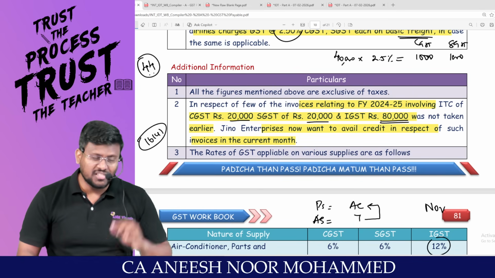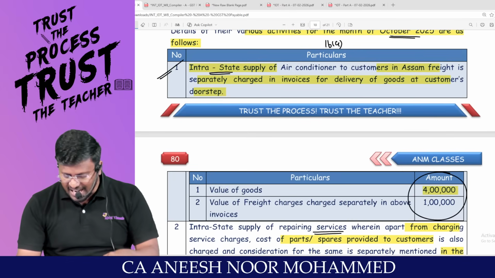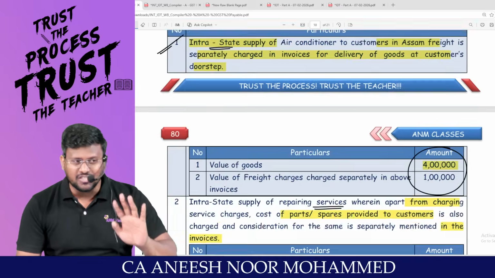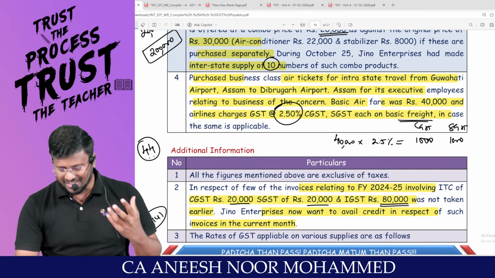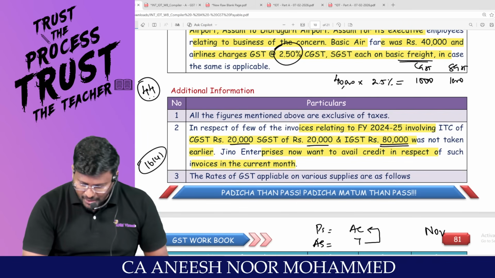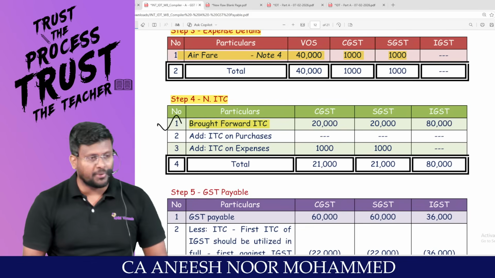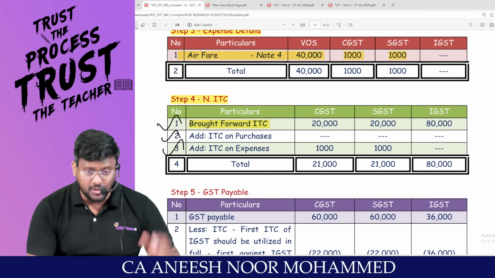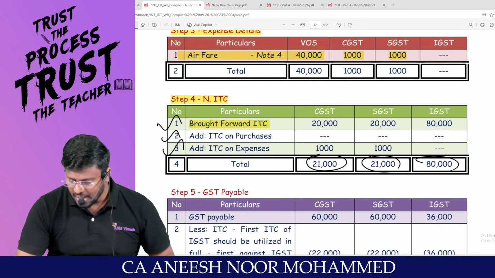No, because sir, 30th November of the succeeding financial year. We are standing only in the month of October. So in October, they will not say no. They will say no only in the month of November. What a clarity, sir. That means this 20 and this 20 and this 80 can happily be taken as opening ITC. ITC on purchases, nothing is there. ITC on expense, that air travel, 1,000 is there. So 21,000, 21,000 and 80,000.